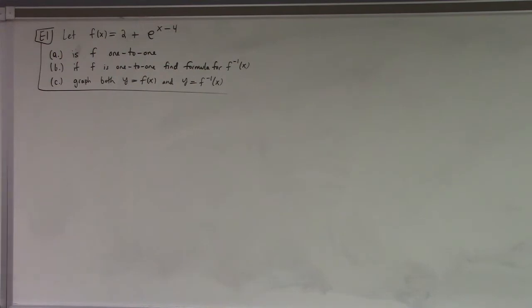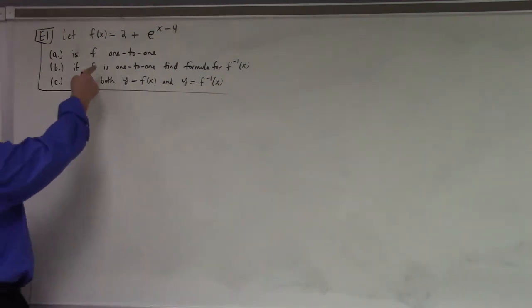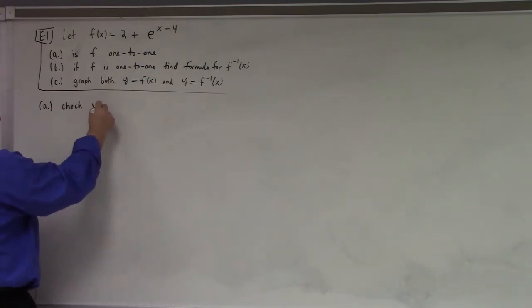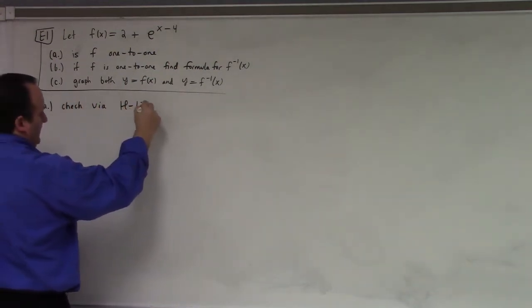So there are different ways to go about this problem. Like, how do you check if a function's one-to-one? What are our two methods that we had for that? The horizontal line test, right? Or we could use the algebraic test, right? So I guess the horizontal line test would be smart, because if we graph y equals f of x, then we can come back to it and add the graph of y equals f inverse of x for part C, right? So let's plan ahead and make our life easier. So let's go the graphical route on part A. Let's check by the horizontal line test.